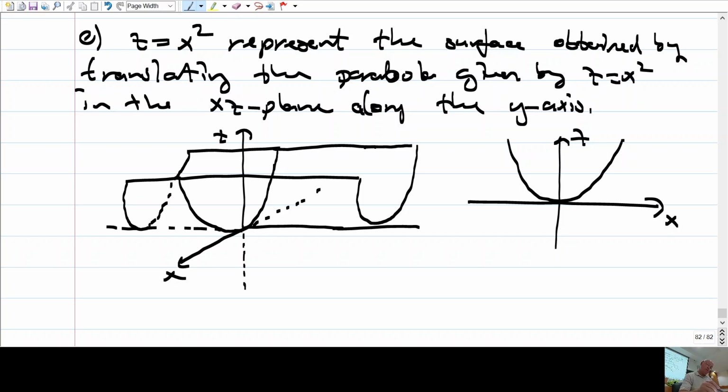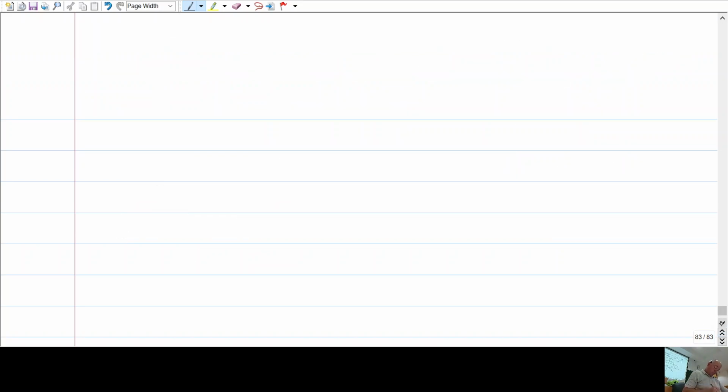Okay, so it is this surface. Okay, so it's like this gadget along the y-axis. So it's like this. Okay. All right.